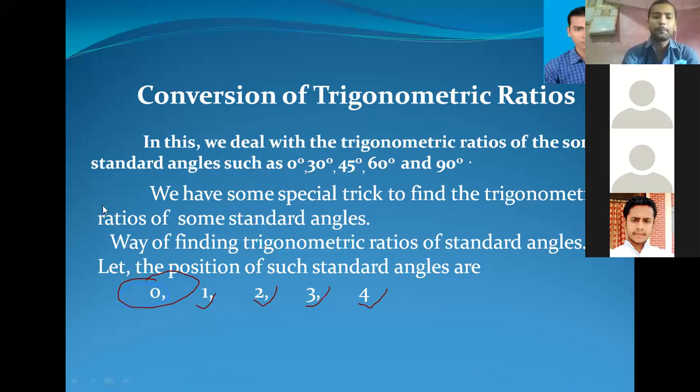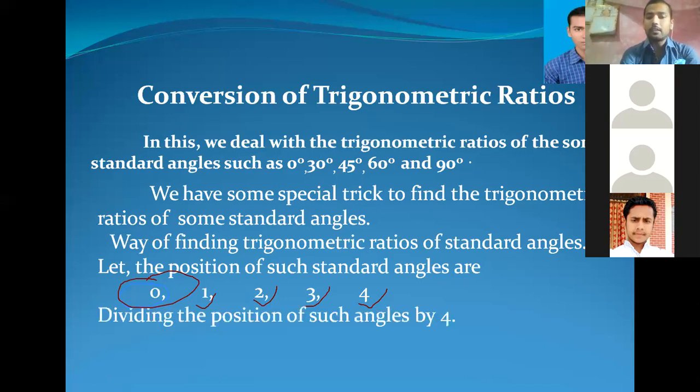Okay. Dividing each of the place values of such angles by 4, because we have just 4 natural numbers here, that is 1, 2, 3, 4. That's why we divide all the place values from 0 to 4 by 4. Is it okay? Yes, sir.